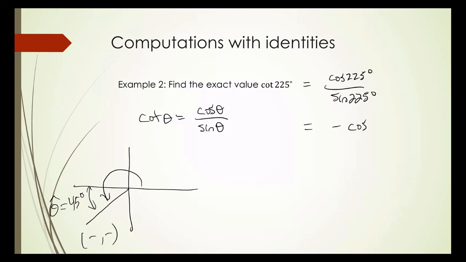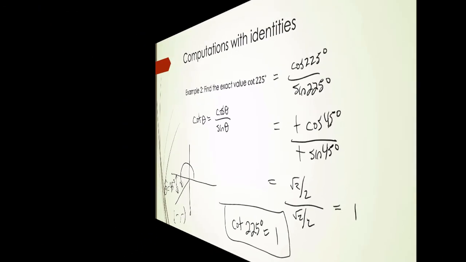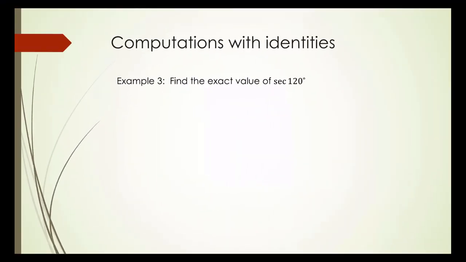I have the negative of cosine of 45 degrees over the negative of sine of 45 degrees. Well, negative over a negative is a positive, so my negatives end up canceling each other off and becoming a positive. And what's more is, in remembering the values, I have root 2 over 2 over root 2 over 2, and so I get 1. And therefore, I can conclude that cotangent of 225 degrees is 1. Problem done. Example 3 uses secant, and I reach back and remember, oh yeah, secant is the reciprocal of cosine.